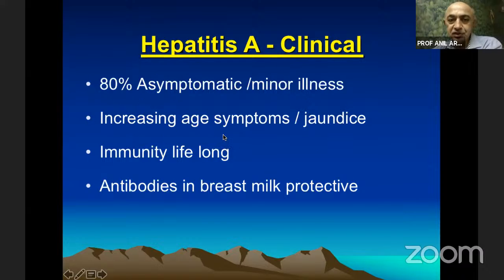However, with increasing age, you are more likely to have symptoms related to viral hepatitis, and you are more likely to be jaundiced. That means if you are elderly, you are more likely to be jaundiced and have symptoms because of hepatitis A. Once you develop hepatitis A, which most of us tend to do in a country like India, we tend to have lifelong immunity. Antibodies in the breast milk are protective.